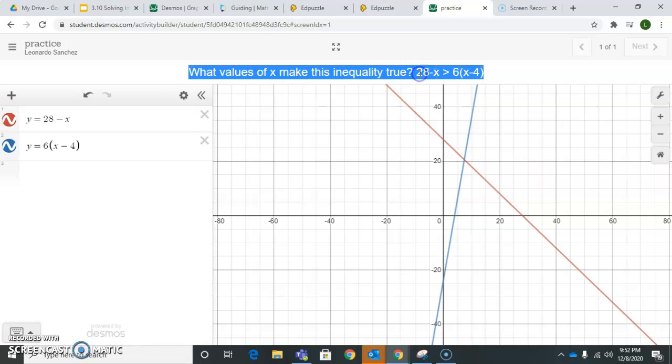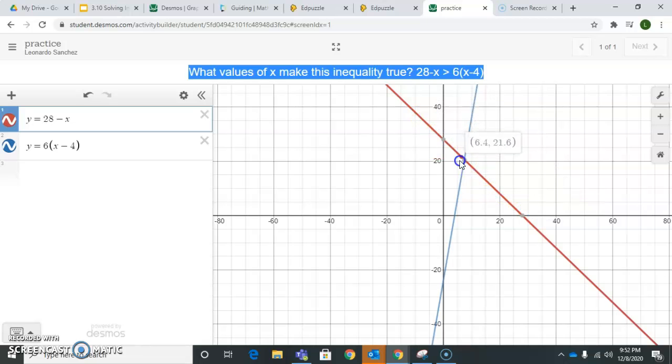Well, let's notice, guys, the 28 minus x is this red line right here. This is my 28 minus x, the red line. And the 6x minus 4 is the blue line. So when is the red above the blue line? Guys, the red line is above the blue line all the way, while I'm dragging my point, all the way till right here. At this point right here, they are the same. And then after this point, the red line starts being below.